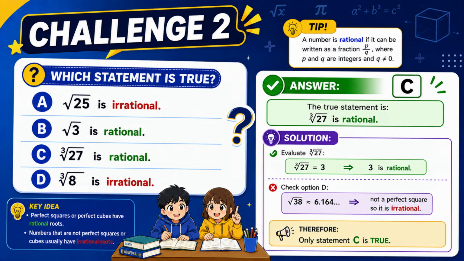The cube root of 27 is exactly 3, so it is rational. The cube root of 8 is exactly 2, which means it is not irrational.